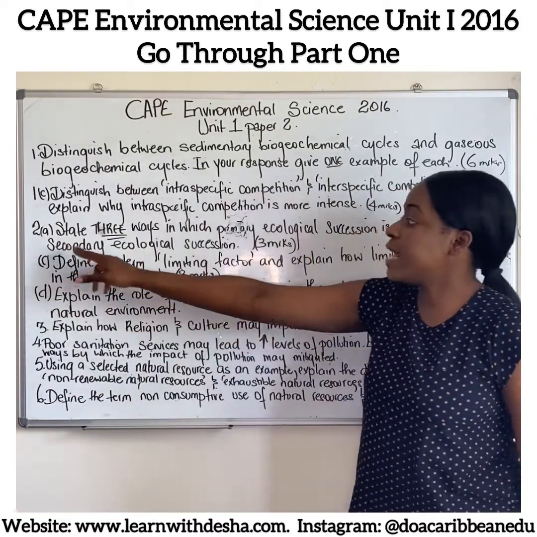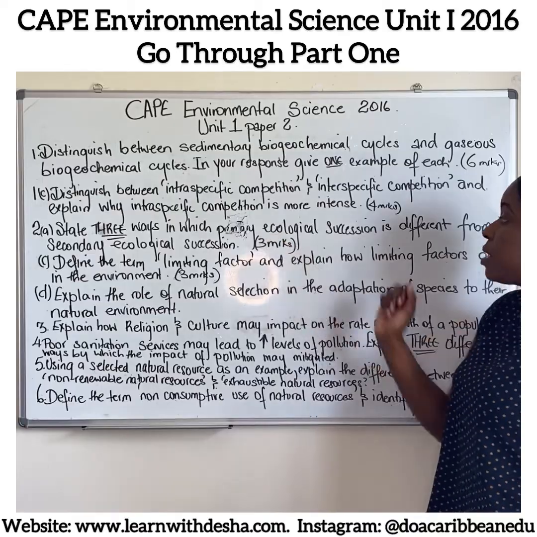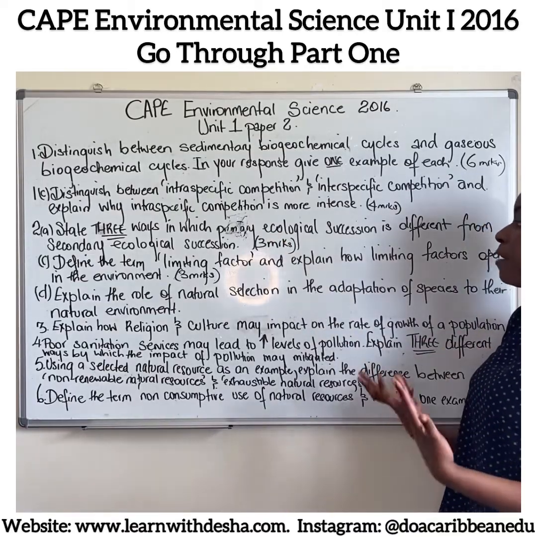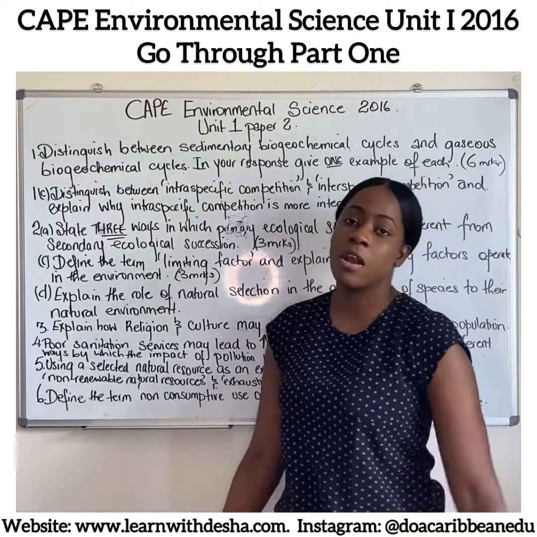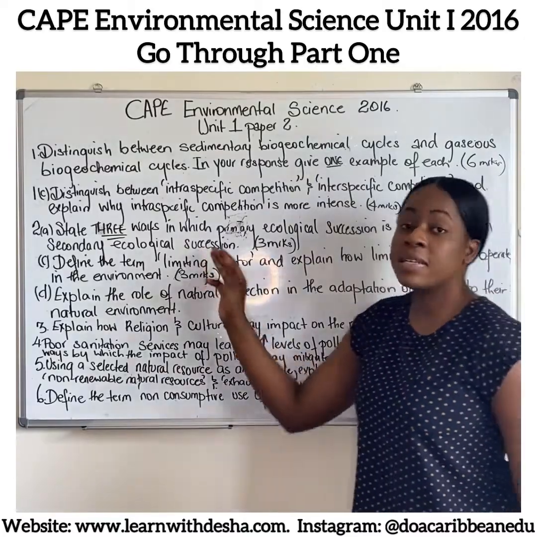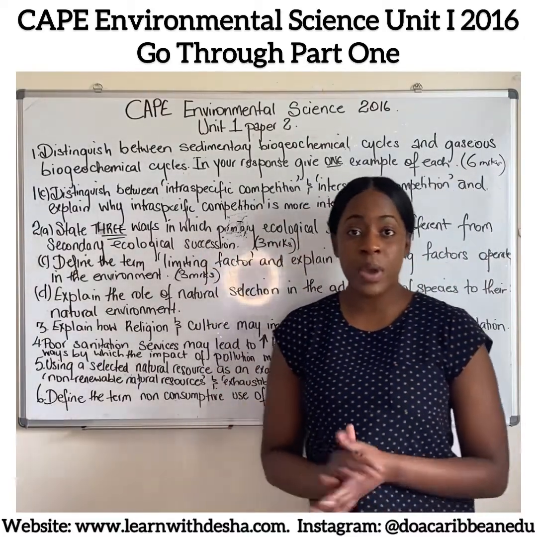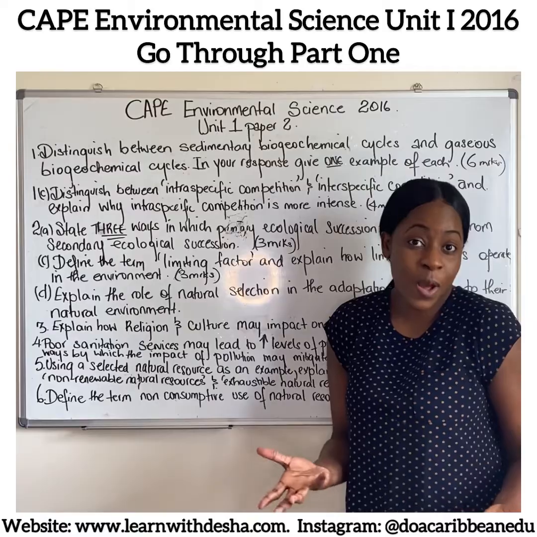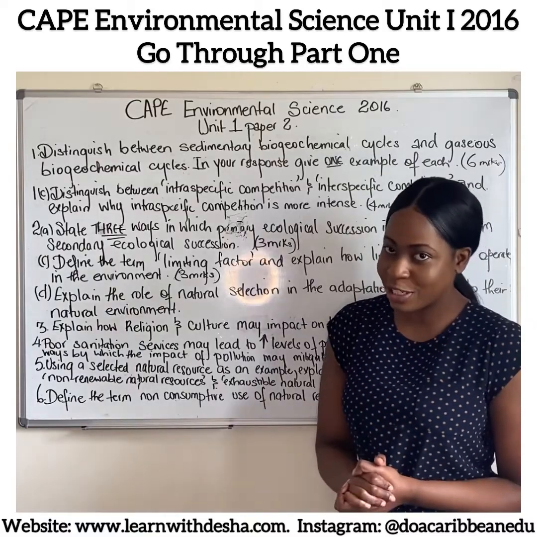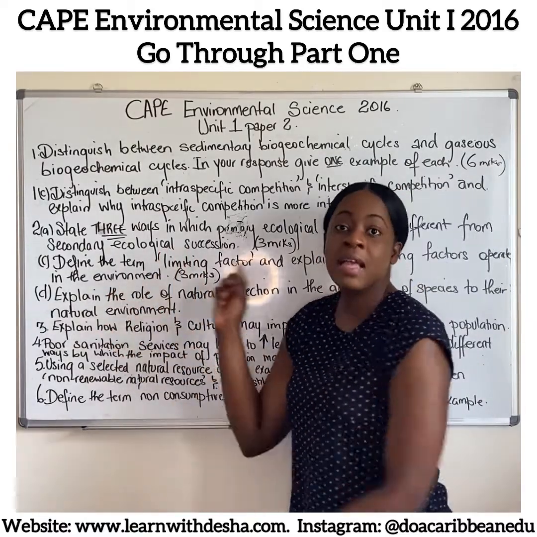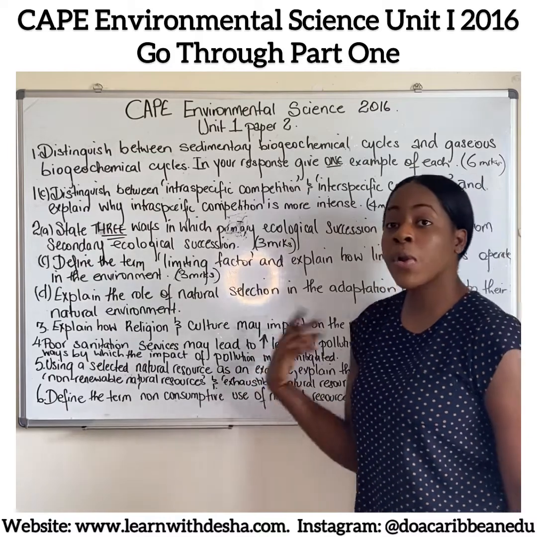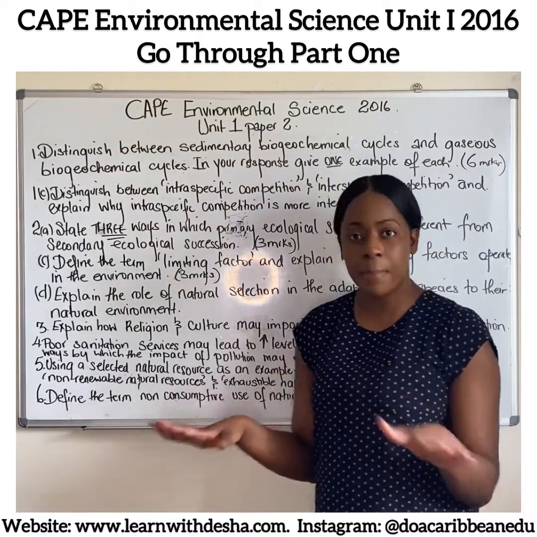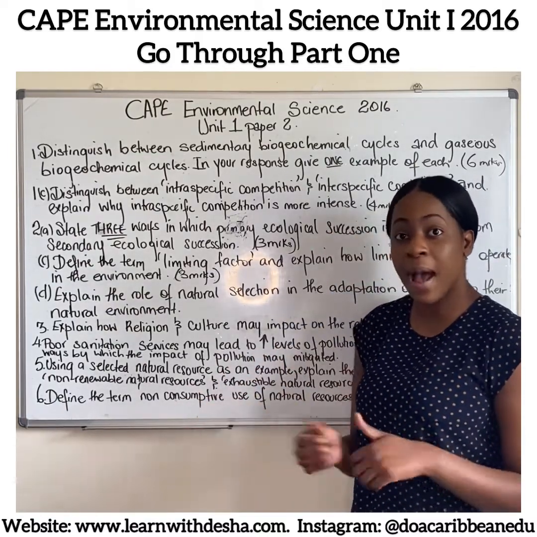A. State 3 ways in which primary ecological succession is different from secondary ecological succession. Now, succession describes the process by which communities become developed, established, and changed. And with primary, this type of succession occurs in an area that has not been previously inhabited by a community.